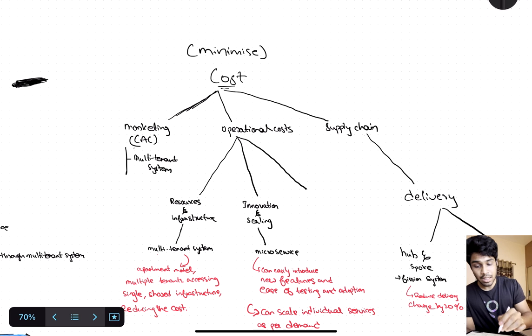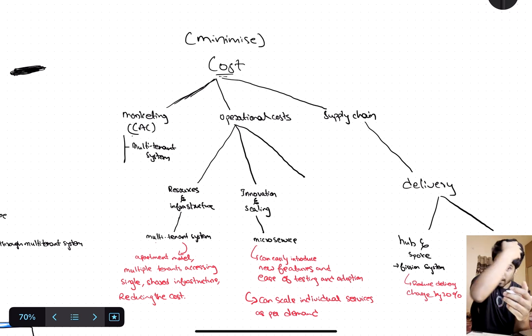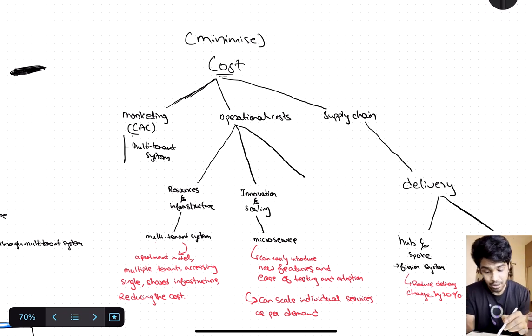So the cost is, we have to minimize the cost in every application to make sure that the profitability is more. The less the cost, the better the profits. So there are like 3 different types of costs that we can structure into. The first one is marketing cost, that is customer acquisition cost, the money or the price that is required to bring in one customer onto our application. And the second one is operational cost. And the third one is the supply chain cost.